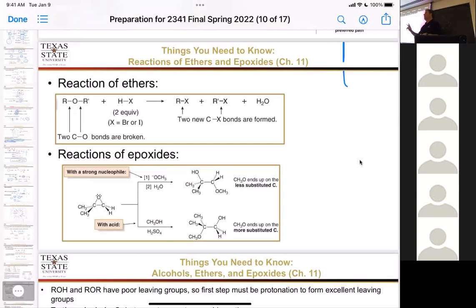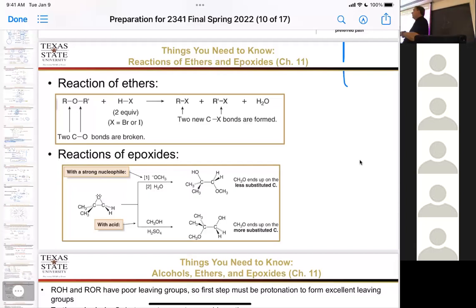We have 2 mechanisms. It wants to open up because of ring strain, okay? And if you have a good nucleophile, that nucleophile is going to go on the less sterically demanding side because it wants to do it fast. But if you add acid, now you're turning it into an acid-base reaction, so it slows down and it's going to attack the more substituted side. Same material, 2 different mechanisms. Good nucleophile, you go for the sterics, you go for the less hindered side. Poor nucleophile, in the presence of acid, you go for the more substituted side.